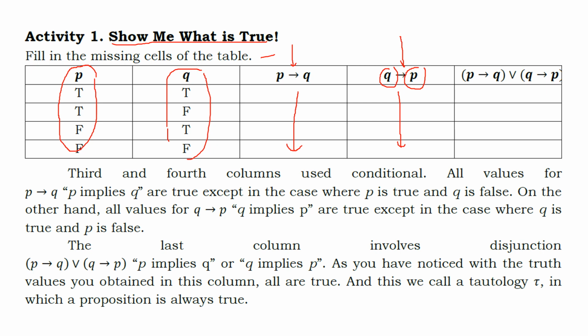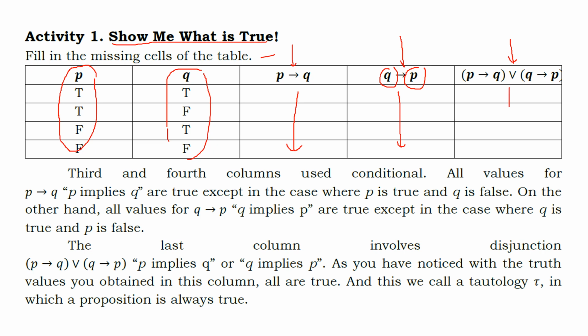For the last column, you're asked to combine these two, P conditional Q and Q conditional P, with the logical operator disjunction. Right after we get P conditional Q and Q conditional P, we can move forward in applying the disjunction between these two truth values, from your P conditional Q and your Q conditional P.